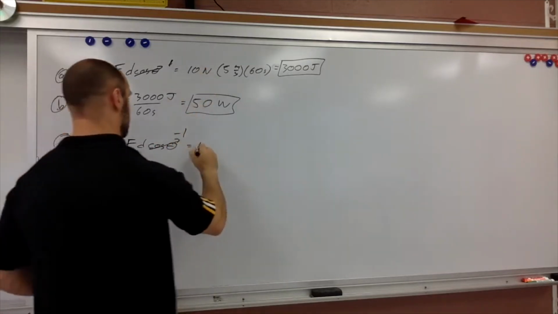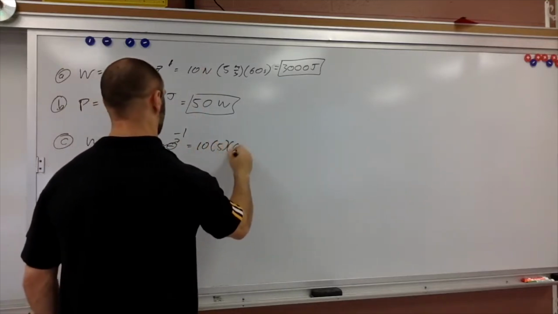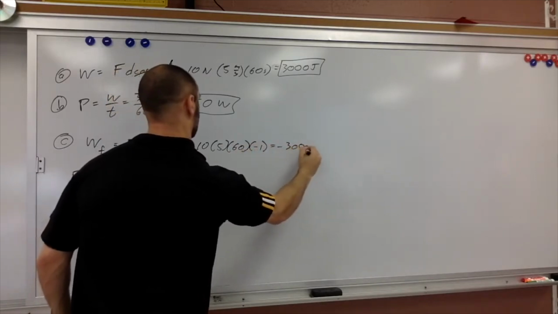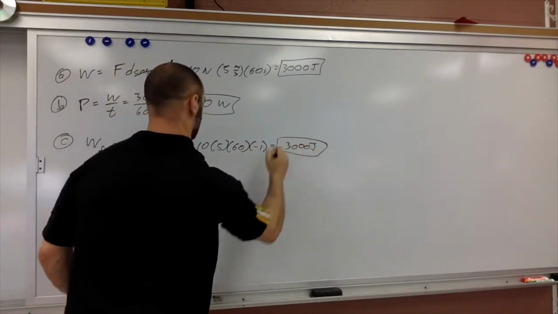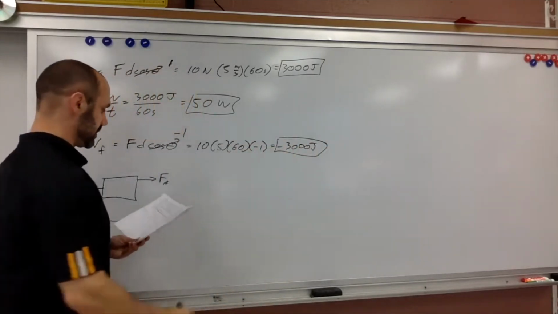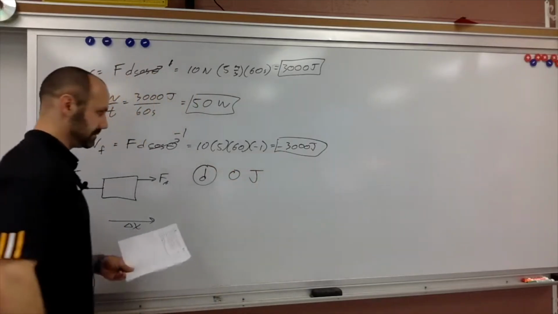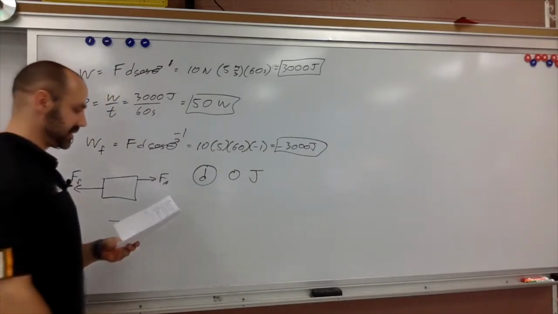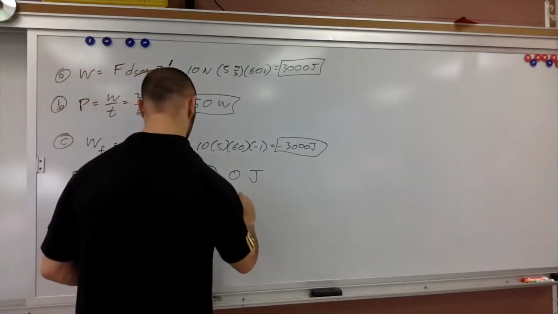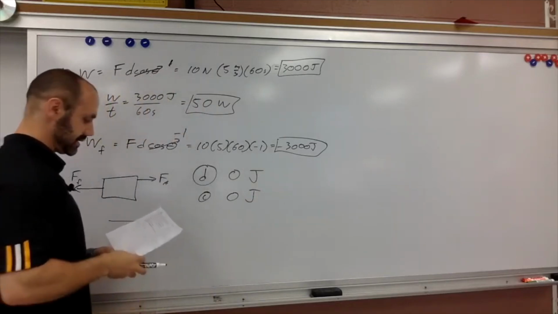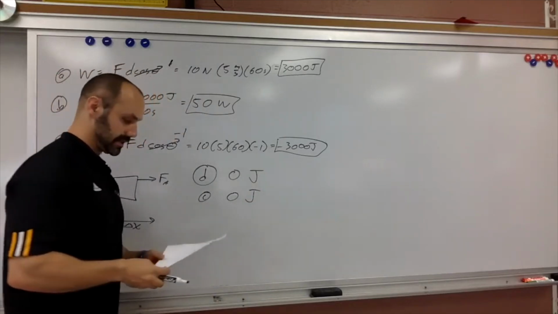So I do the same thing here. 10 times 5 times 60 times negative 1, and I get negative 3,000 joules. So we want to know what's the net work done? 0. 0 joules of work done. The change in kinetic energy, 0 joules. No change. And the rate at which energy is dissipated to the ground as heat.